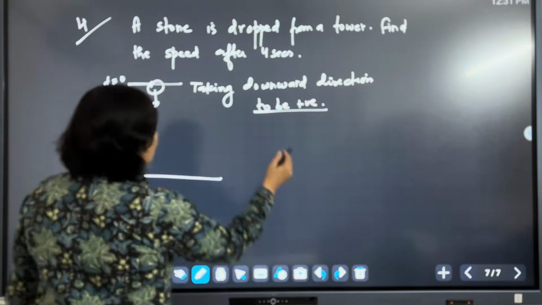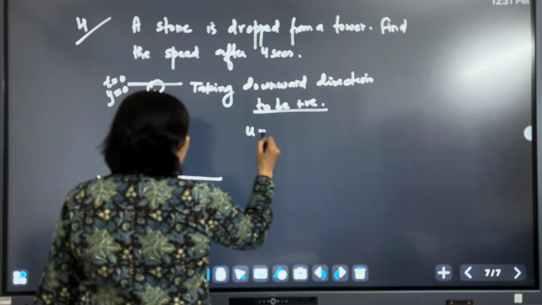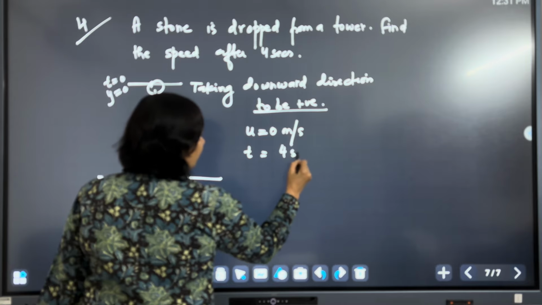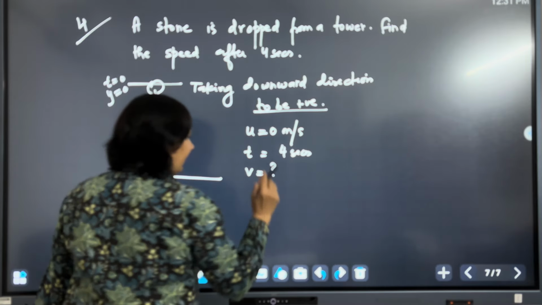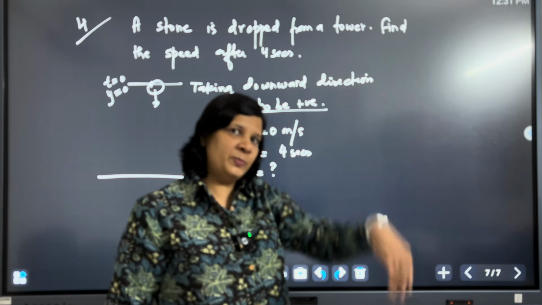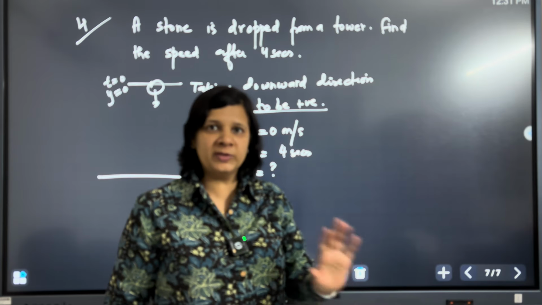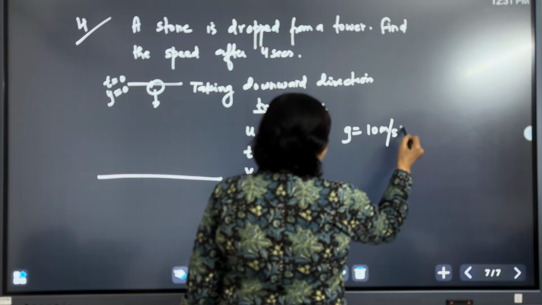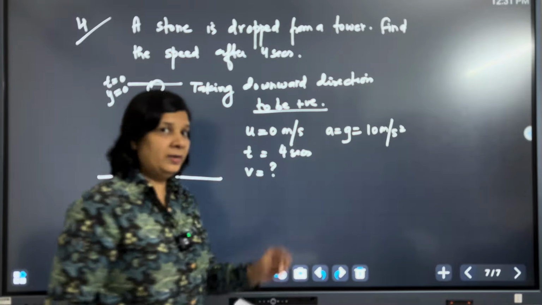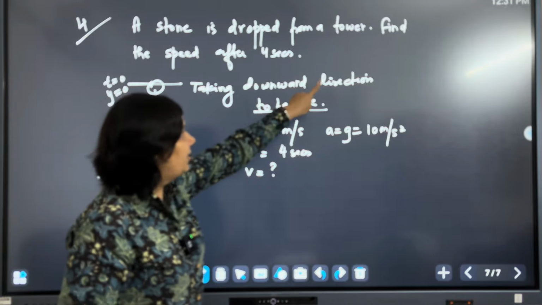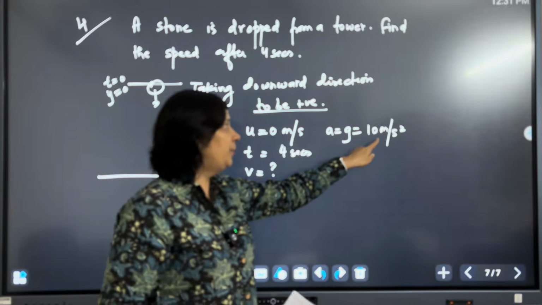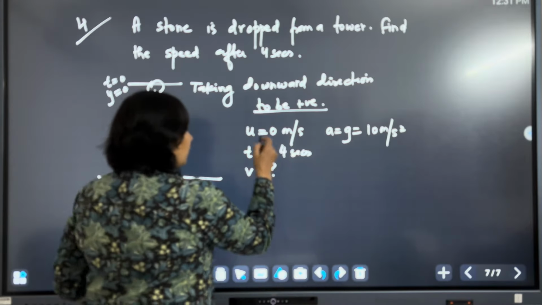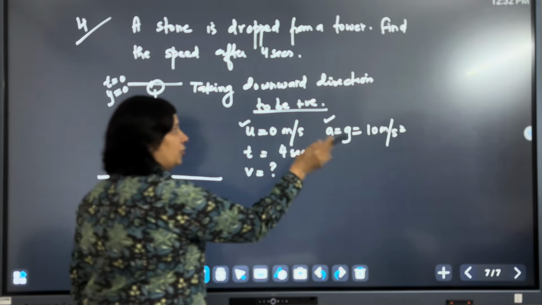Okay? So here, when something is dropped, initial velocity is 0, and in time t, in 4 seconds, we have to find the final velocity, right? Now obviously the acceleration due to gravity is positive, because I am taking downward direction to be positive, right? So I can take g to be 10 meter per second square. That is acceleration due to gravity. Okay, please be careful. I am choosing downward direction to be positive, so I can take this to be plus. You can take downward direction to be negative also, then your initial velocity and these both should have the same sign.